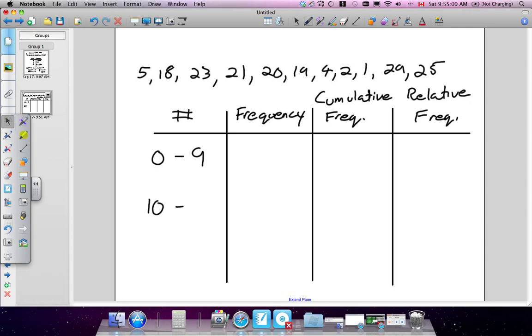5. Okay. Now did you guys remember how many there were in total before? 11. 11. So let's just make sure. Does 5 plus 2 plus 4 equal 11? Yeah. So then that's right. We have the right number of frequency.